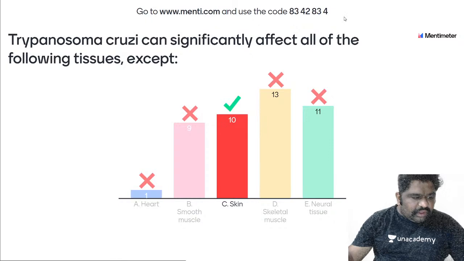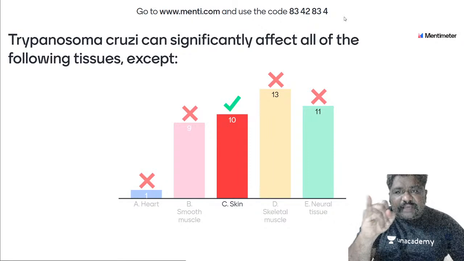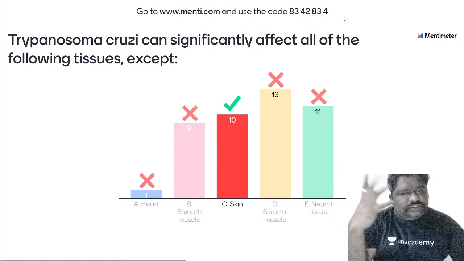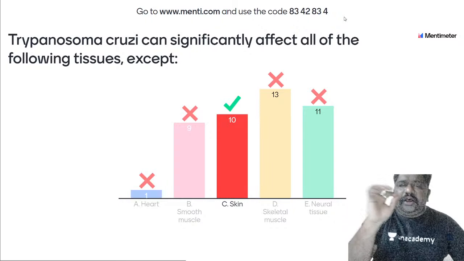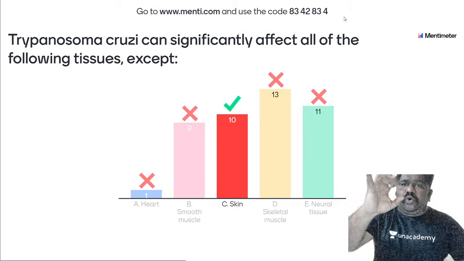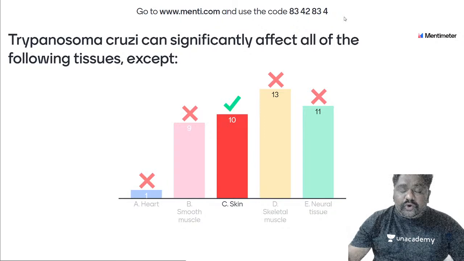Yes, when you wait for the countdown, you can have knowledge of the previous questions, correct. So let me tell you, in the heart, it is capable of causing cardiomegaly. In the smooth muscles and skeletal muscles, it is capable of accumulating in local areas and causing local reactions. In neural tissues like Auerbach's and Meissner's plexus, it is capable of destroying the plexus so that control of the esophagus and the colon is lost. So the colon and esophagus will start expanding without any control. So it can cause megacolon or megaesophagus.